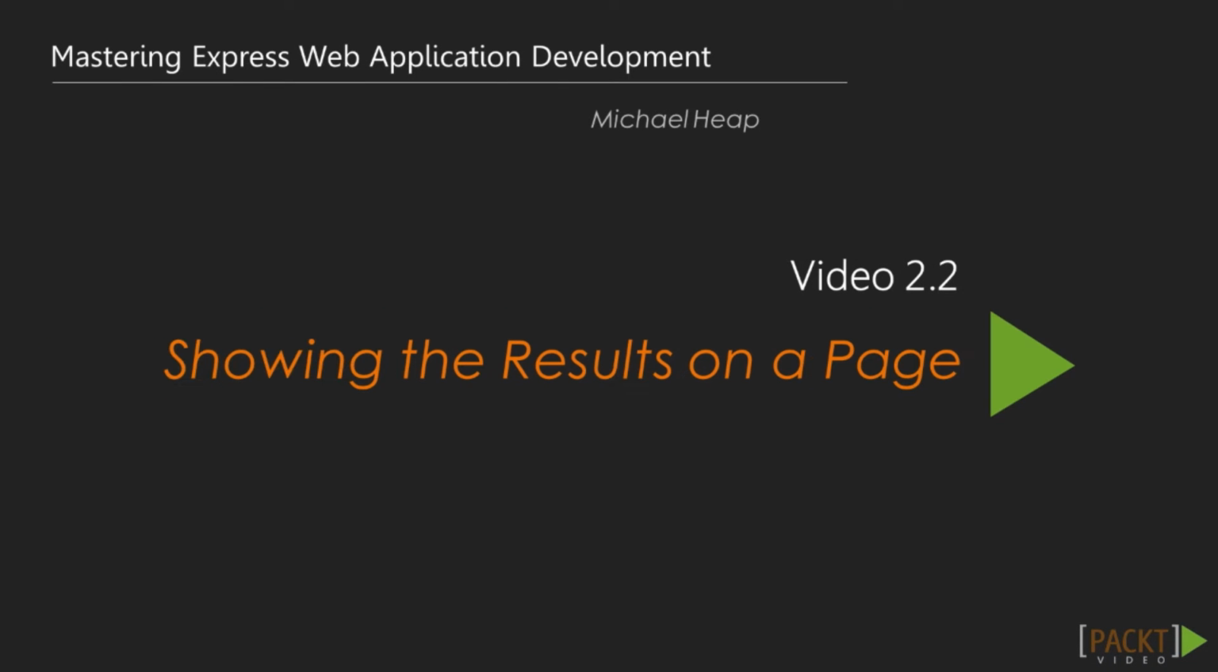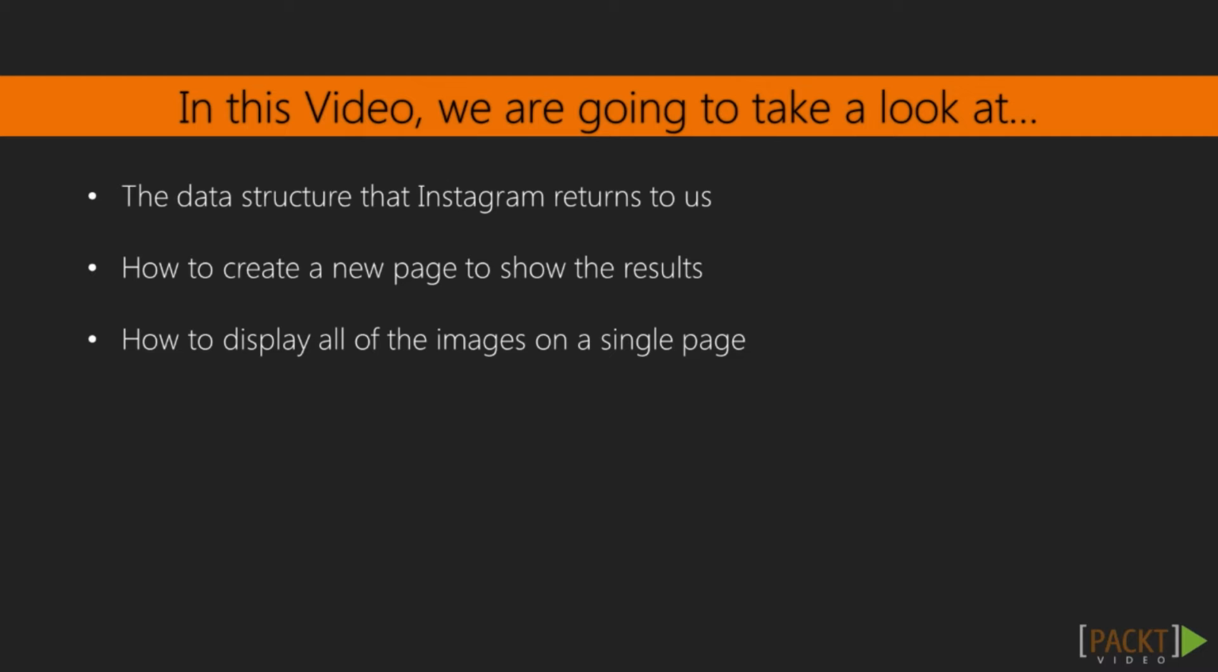In the previous video, we managed to connect to the Instagram API and pull down a list of the latest popular images. In this video, we'll be creating a page in our application that shows those images for our users to view. We're going to start by taking a look at the data Instagram returns for us. Then, I'll show you how to create a new page to show the results. And finally, we'll get the data that we receive onto the new page.